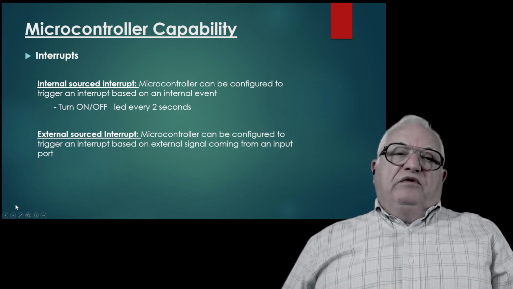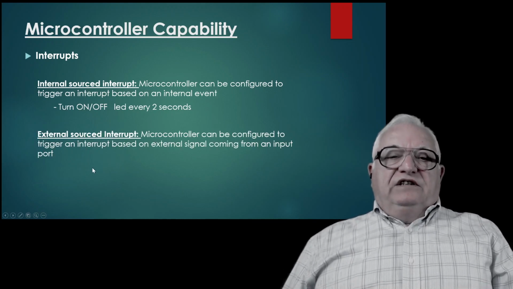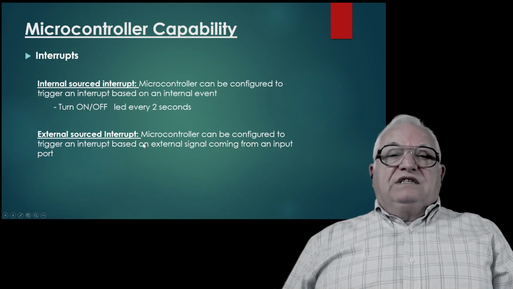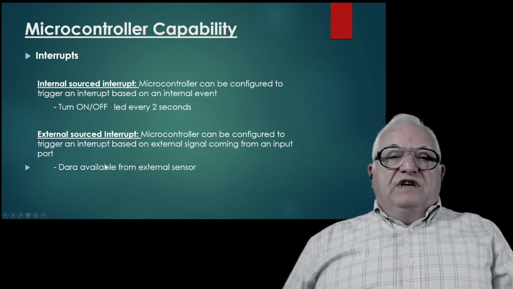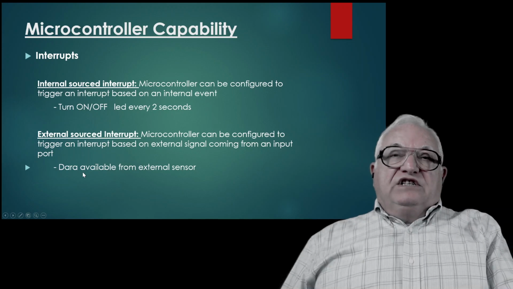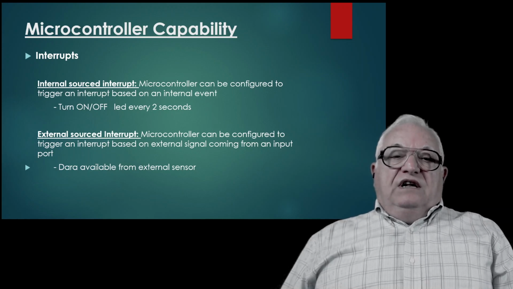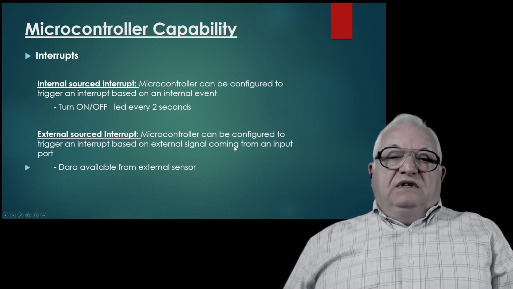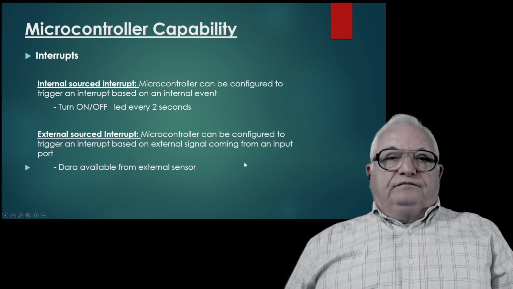Now, the second flavor of interrupt is the external source interrupt. The microcontroller can be configured to trigger an interrupt based on an external signal. So for example, if you are hooked up to a sensor that provides data every so often, and if you don't get your data, you will lose it, then you would hook up that external sensor to a pin that triggers an interrupt each time there is some data available.